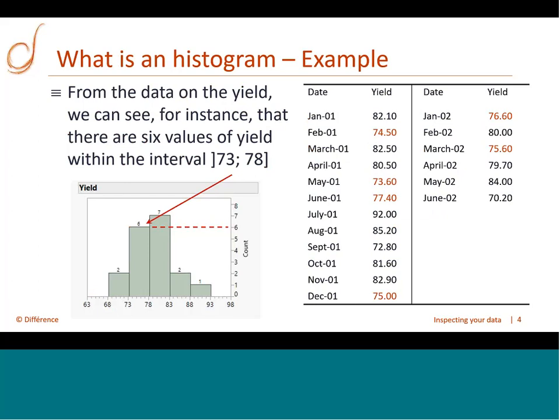The height of the column corresponds to the frequency, which is the number of observations we found in that interval. So for example, if we look at the interval between 73 and 78, here it's at a height of 6, which means we have 6 observations in our data set that are within that interval. And those observations are identified in red on the right. So if you look at what's in between 83 and 88, you should find 2 values there because the height of the column is at 2.